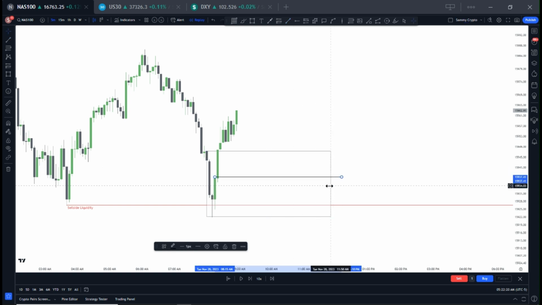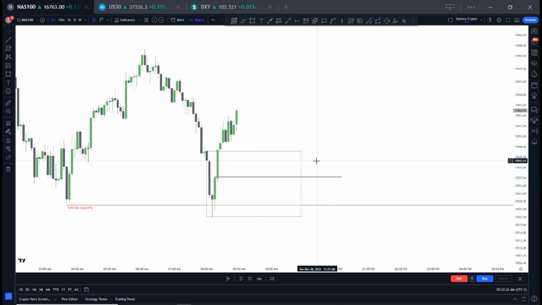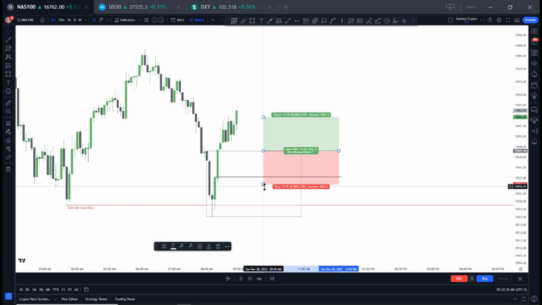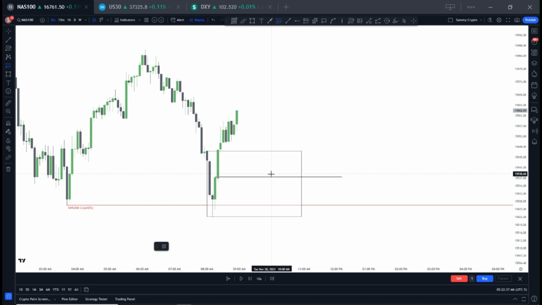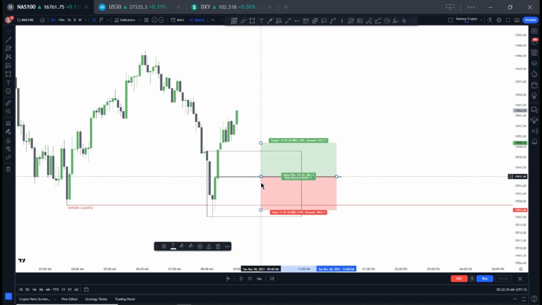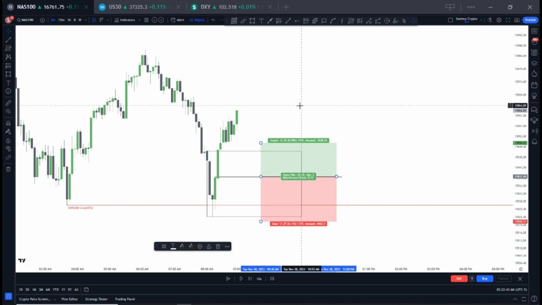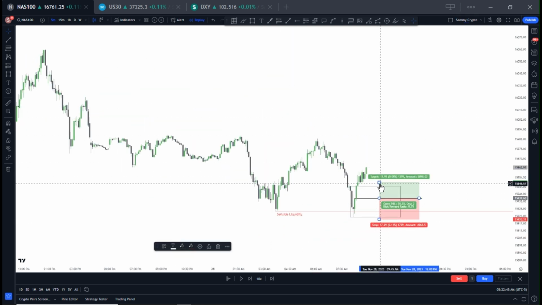Since you've identified the order block, you use that fair value gap inside the order block as your entry. In this case, you don't have to use the beginning of the order block like this as your entry. You just have to use the fair value gap. So this becomes our entry, and you put your stop loss just below there. You're giving the trade enough room to breathe, right?